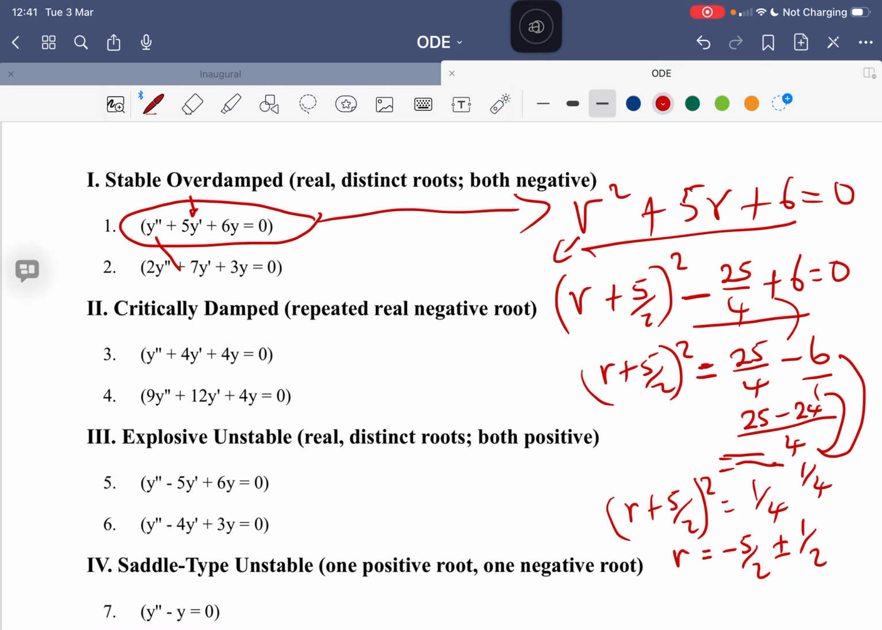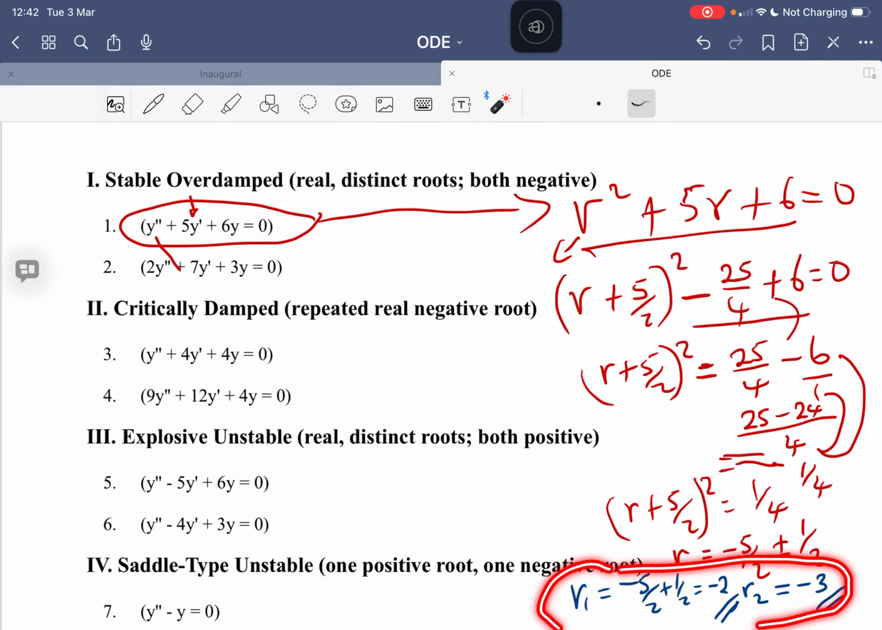So our two roots will now be r1 equals minus 5 over 2 plus 1 over 2, which leads to minus 4 over 2, which is minus 2. Well, r2 is going to be minus 5 over 2 minus 1 over 2, which is minus 6 over 2, which is minus 3. So these are our two roots. Immediately we arrive at these two roots, we have finished.